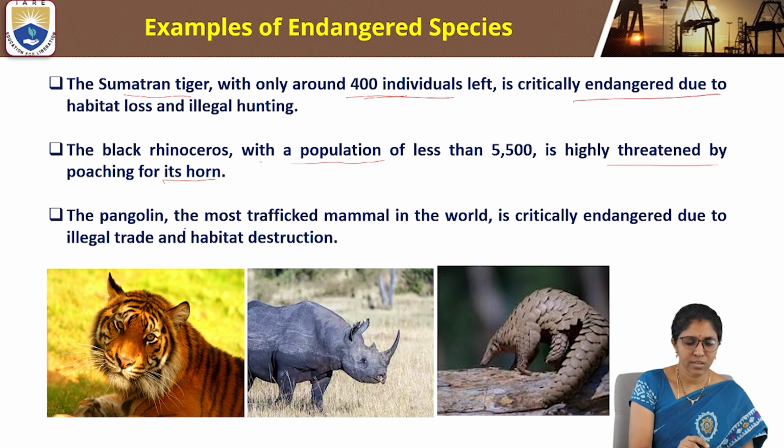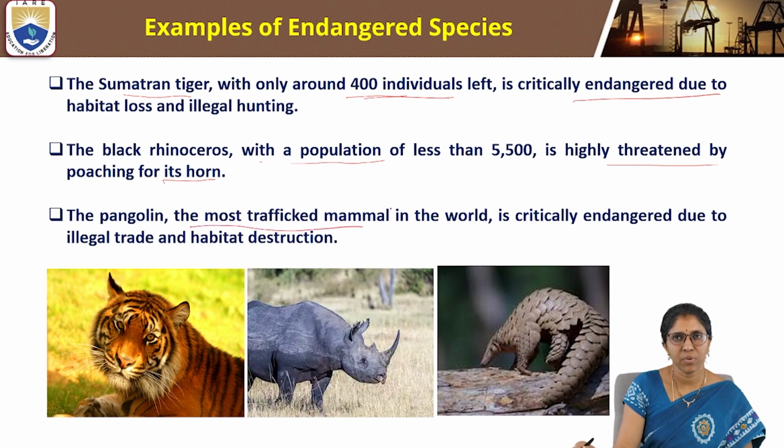And the pangolin, the most trafficked mammal in the world, is critically endangered due to illegal trade and also habitat destruction. So here we have the Sumatran tiger, the black rhinoceros, and the pangolin. These are some of the examples of endangered species. They are endangered due to habitat loss, illegal hunting, and also illegal trade.